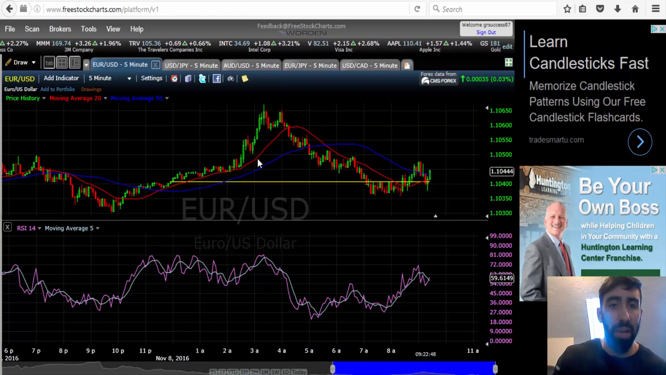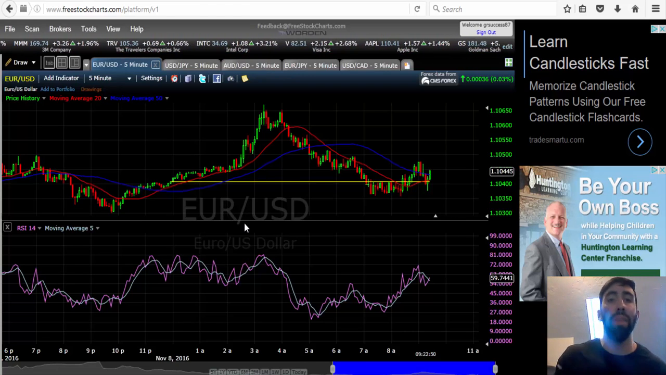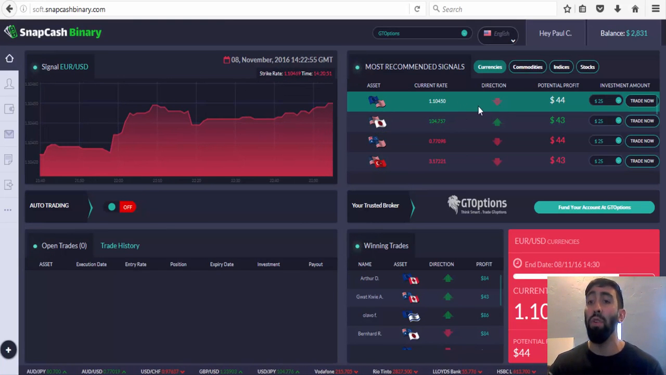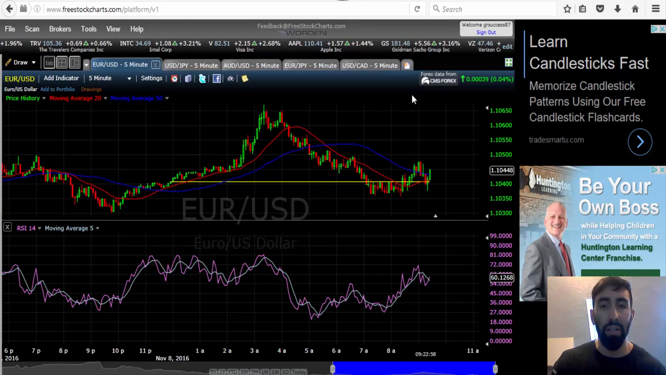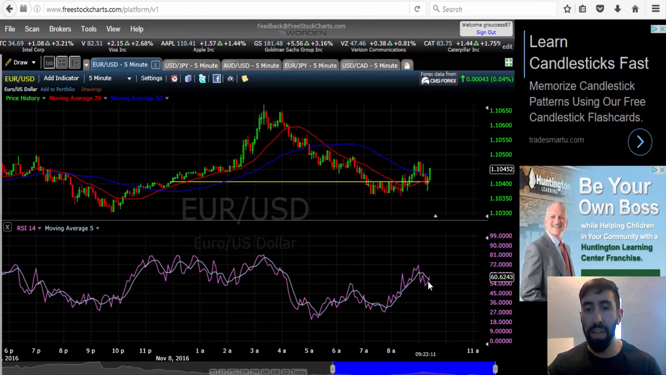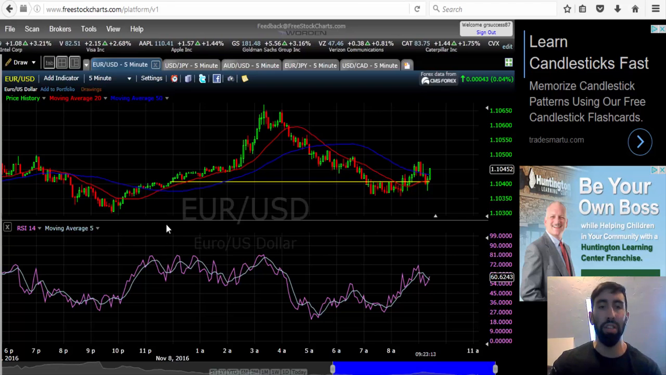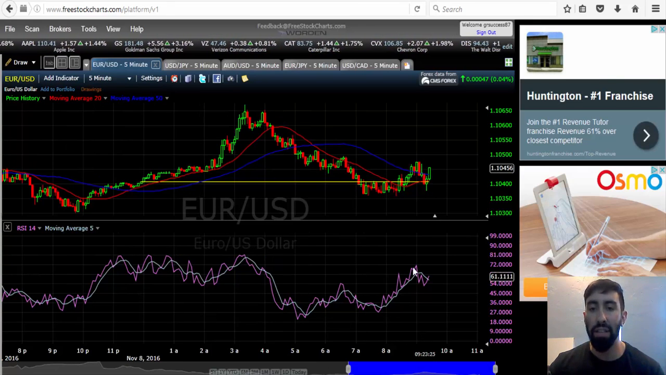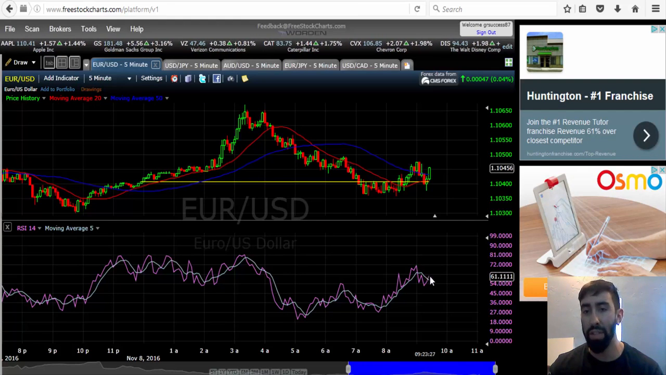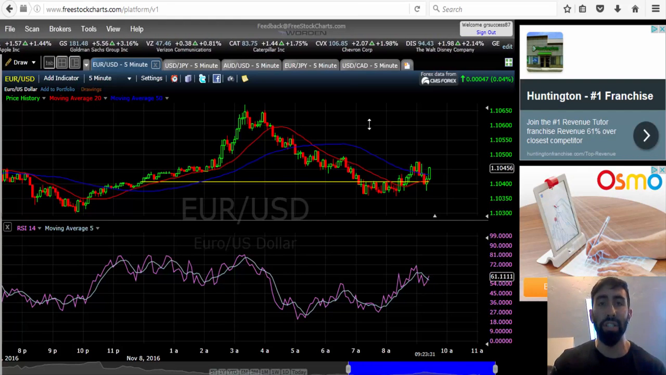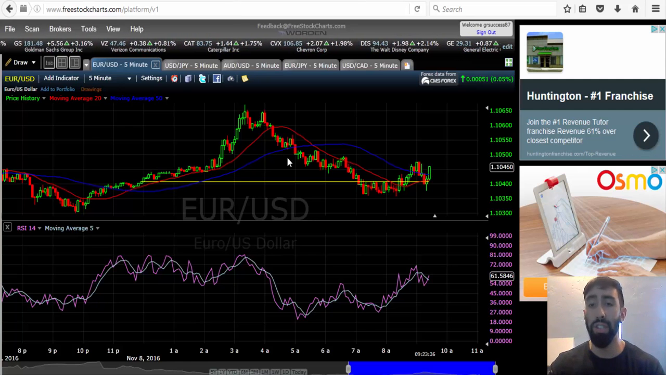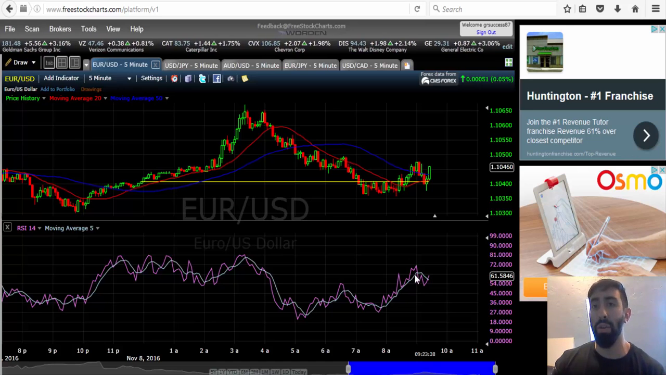Okay, so let's start with the most common asset, the Euro USD. So in this case, Euro USD is asking for a put. So what we're going to do is take a look at the price. So we're looking at the movement here, and from our indicators, we are using moving averages and RSI. And judging by the RSI, the price has already hit a high top, and it is now starting to drop as well. And just as the SnapCash Binary software predicted, it's telling us to place a put signal. So I'm actually going to follow this and go through with it because the RSI is indicating a slight drop.